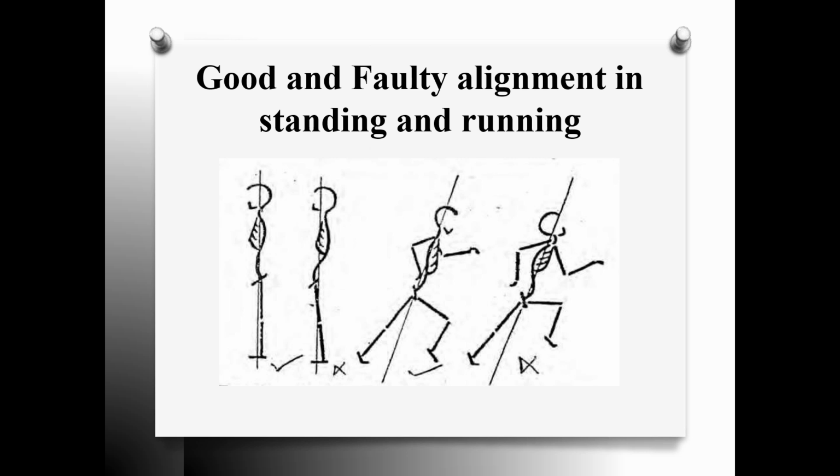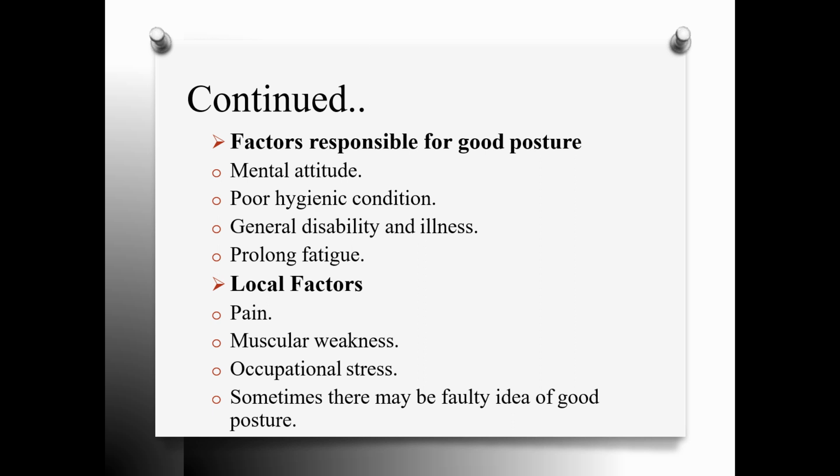An example, you can think of any example, any posture, sitting posture, cycling posture, any posture, and you can frame such things. So what are the factors responsible for posture, good or bad? First, we already talked about the mental attitude of an individual, hygienic conditions, disability and illness. If a patient is having paralysis, you cannot expect him or her to maintain a good posture because one side is not in the control of that individual.